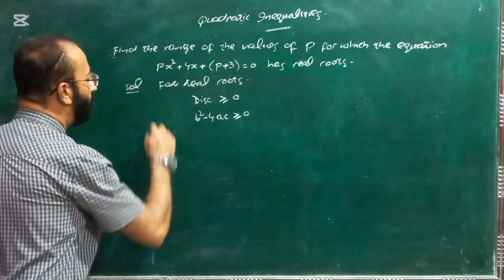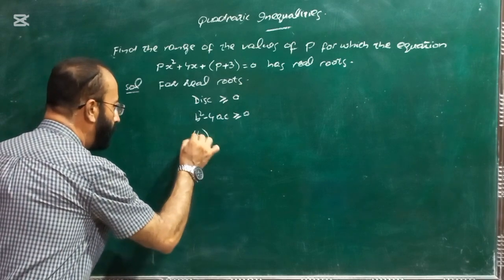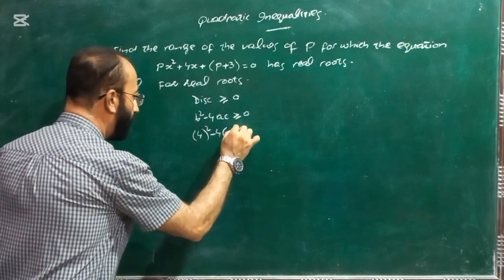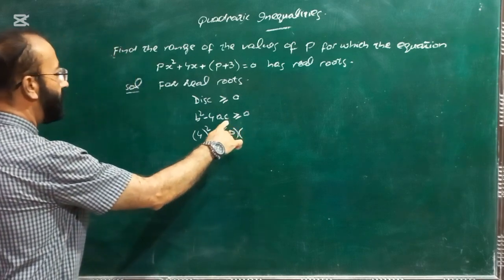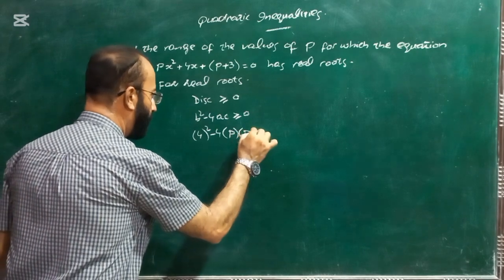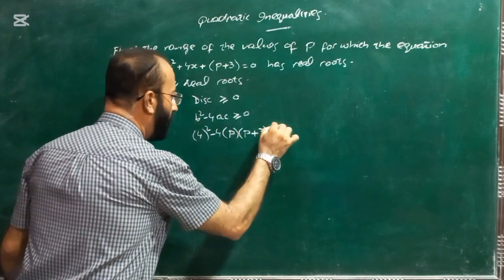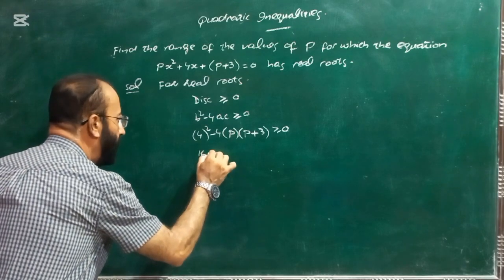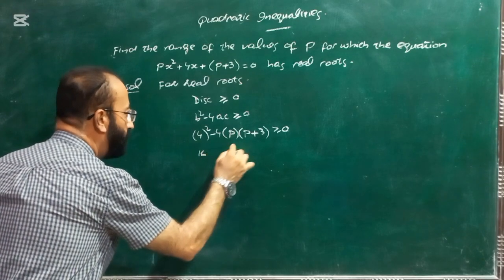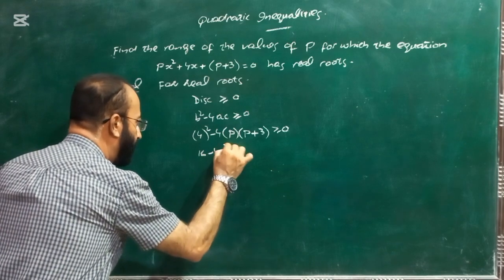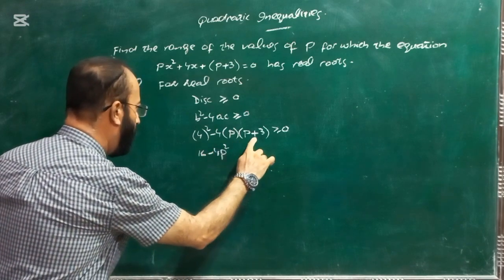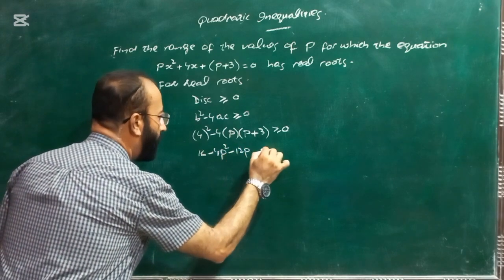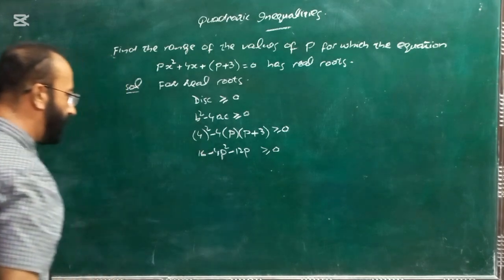So b is 4, so it will be 4 square minus 4 as it is, a is p, and c is p plus 3. This greater than or equal to 0 will remain as it is. Now solve the equation. So it will become 16 minus 4p square minus 12p greater than or equal to 0 as it is.